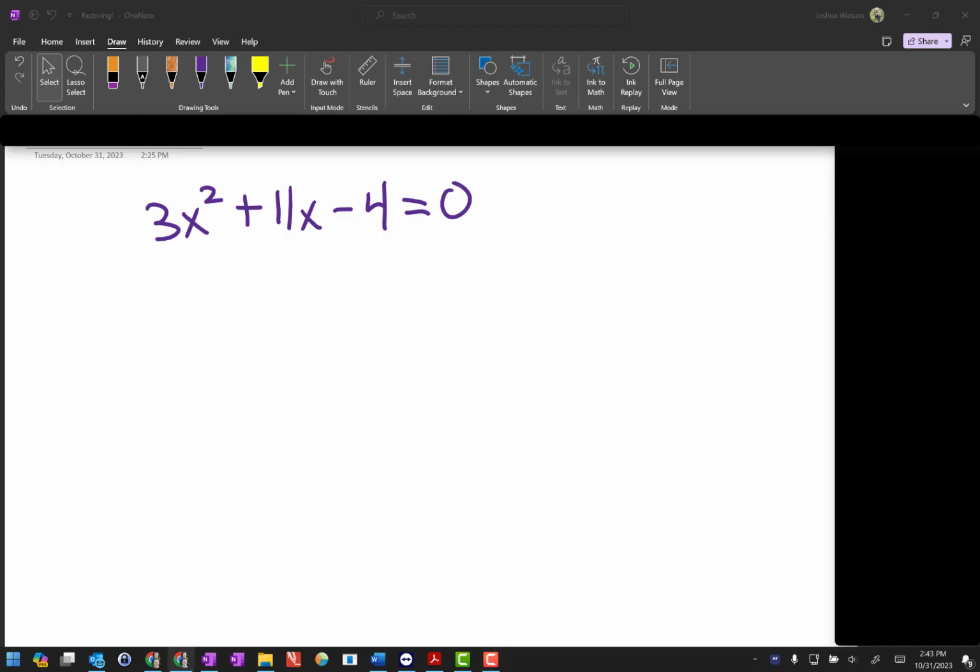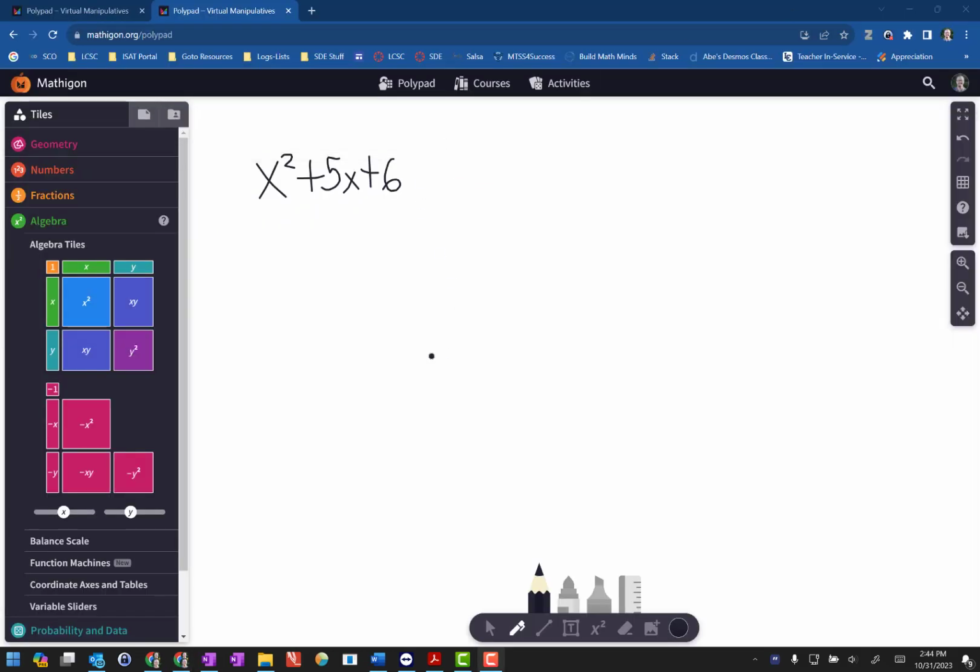All right, so we want to factor this sucker, but first, before we jump in with both a physical model and a representation of that physical model, I want to do something a little simpler so that we can get a grasp for how this works. So let's start here with x squared plus 5x plus 6, and we'll use our algebra tiles to factor that.